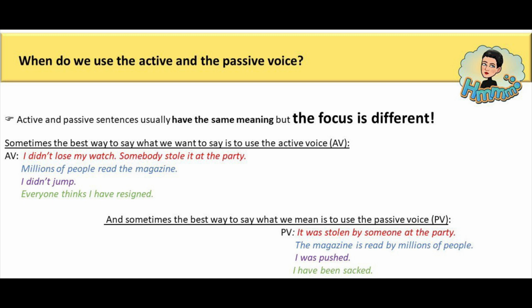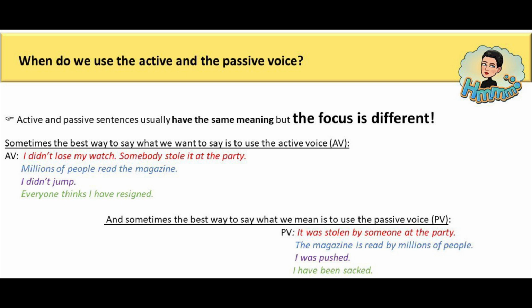So first example is, "I didn't lose my watch. Somebody stole it at the party." Why is it better to say "I didn't lose my watch"? Because the focus is on the person. So, I didn't lose my watch. It wasn't my fault. I hadn't lost it. Someone actively stole it from me at the party.